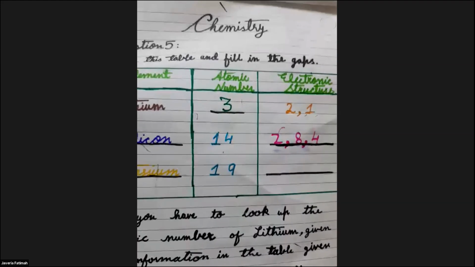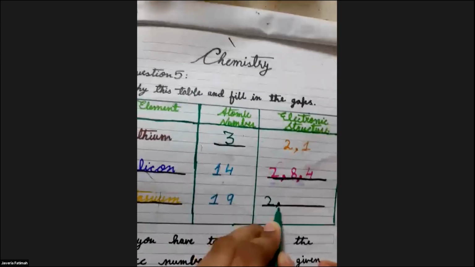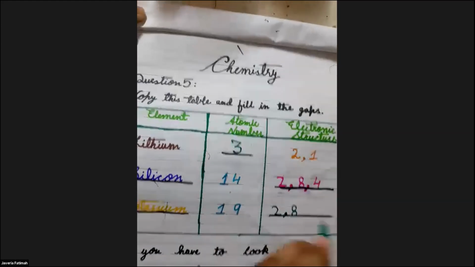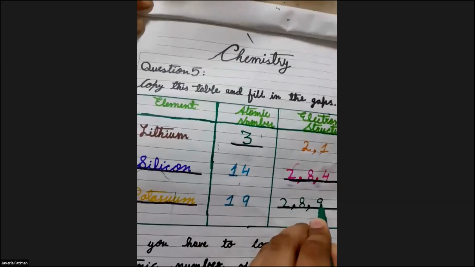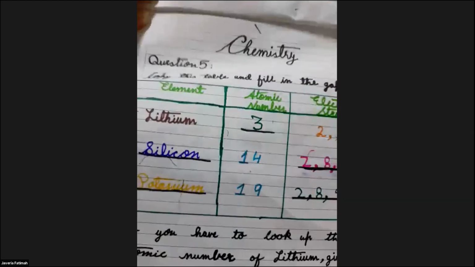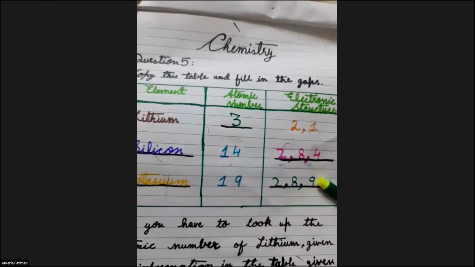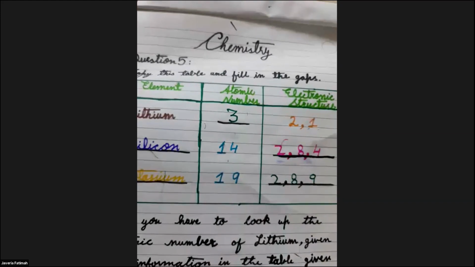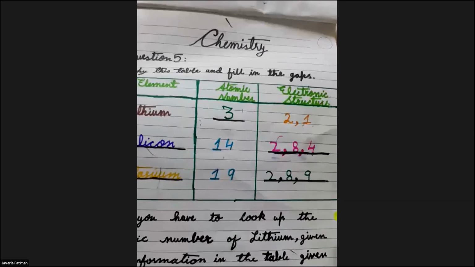Let's move to the electronic configuration. In the first shell, we will now have 19 electrons because this is a neutral atom. So again, 2 in the innermost shell, followed by 8 in the second shell. That makes 10, and then we are left with 9. But can we have 9 electrons in the third shell, Javeria?